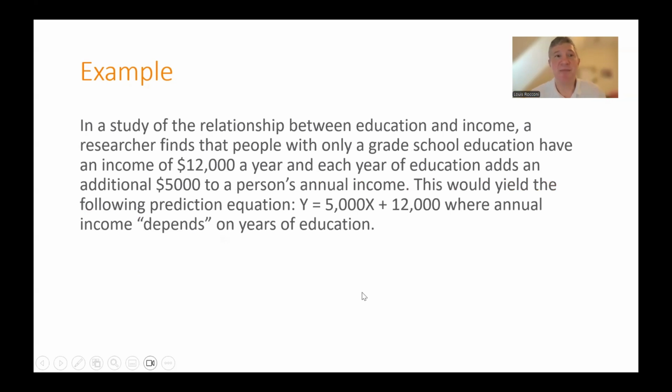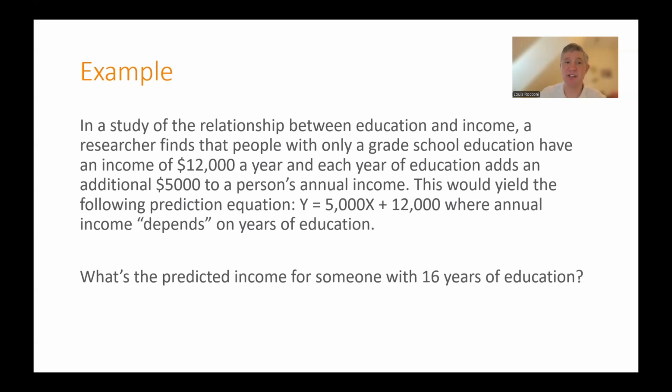So let's go through this example. In a study of the relationship between education and income, a researcher finds that people with only grade school education have an income of $12,000 a year, and each year of education adds an additional $5,000 to a person's income. This would yield the following prediction equation. Y would equal 5,000 times X plus 12,000, where annual income depends on the years of education.